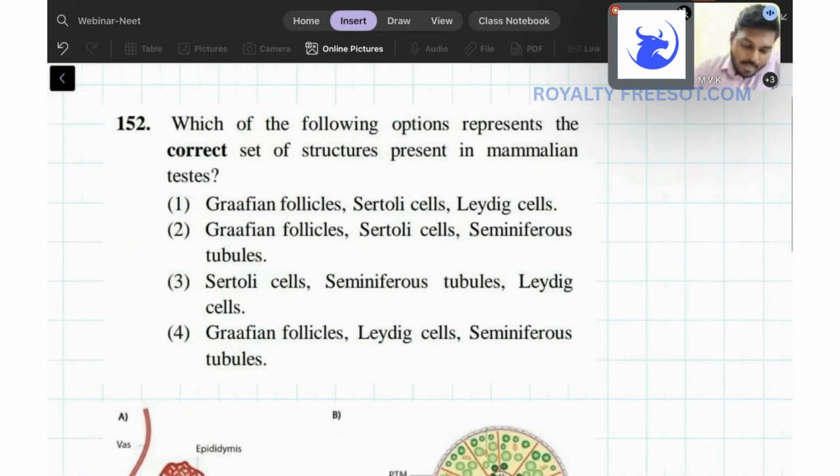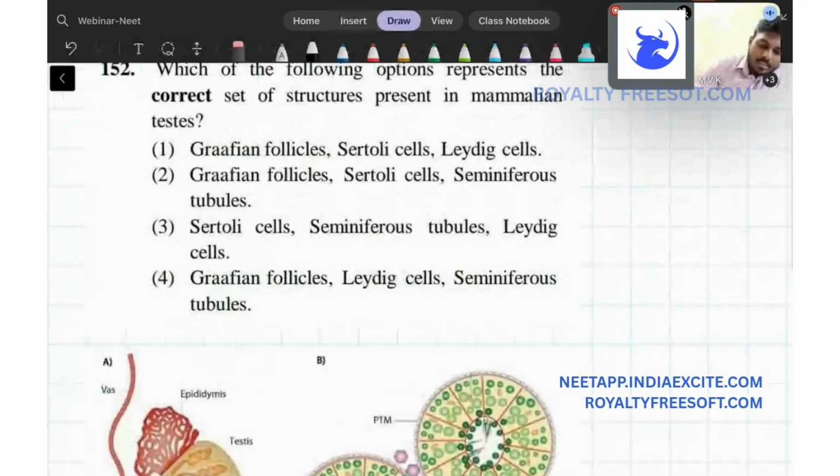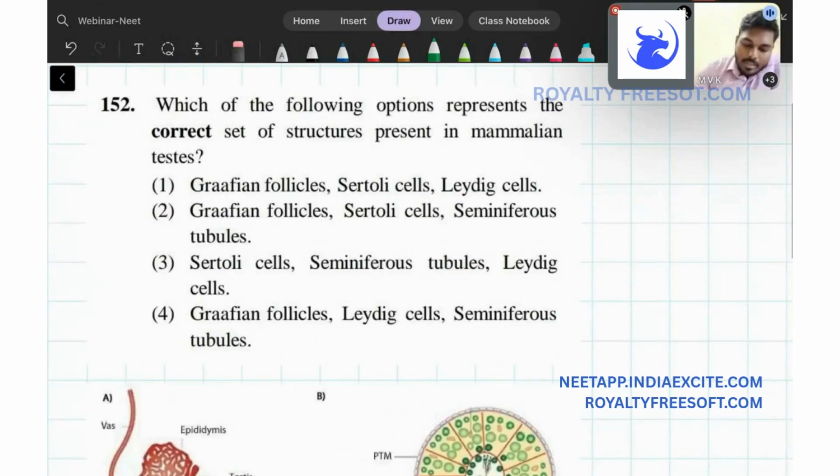Okay, so you see, they are asking which of the following options represent the correct set of structures that is present in mammalian testes. Right. So basically, this chapter is from sexual reproduction in humans. These are straight away NCERT facts.